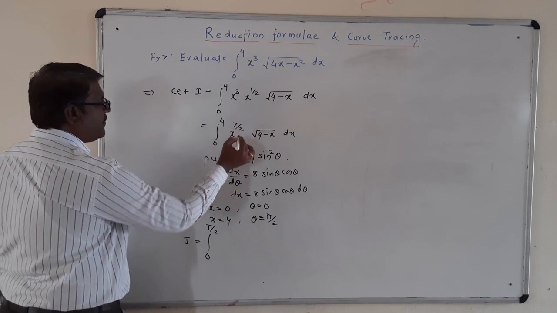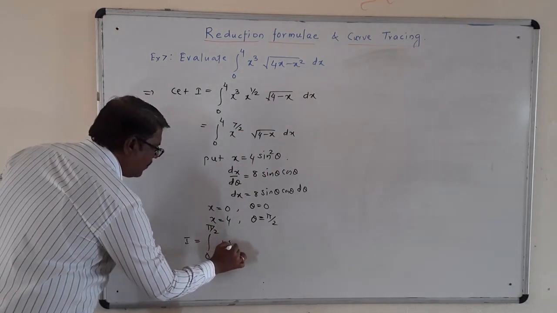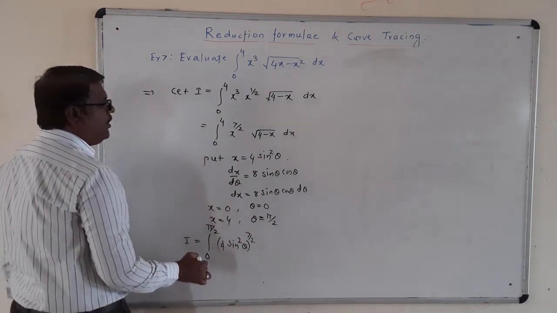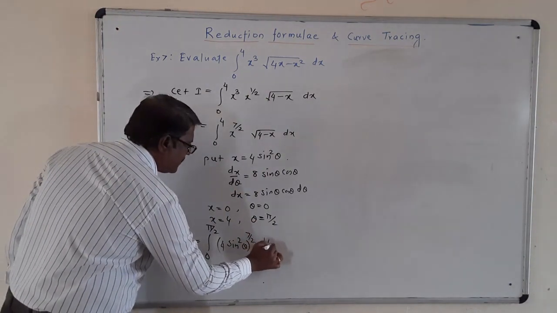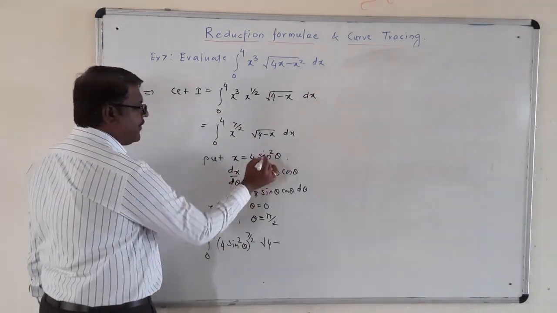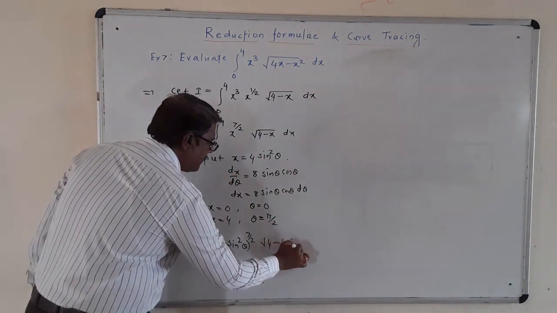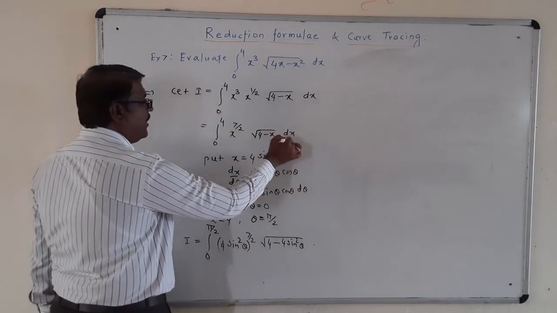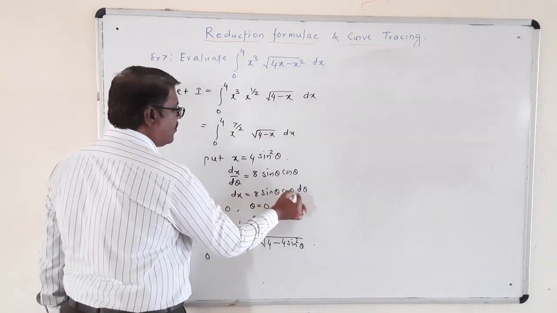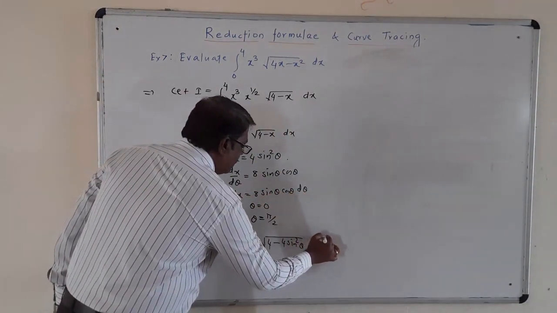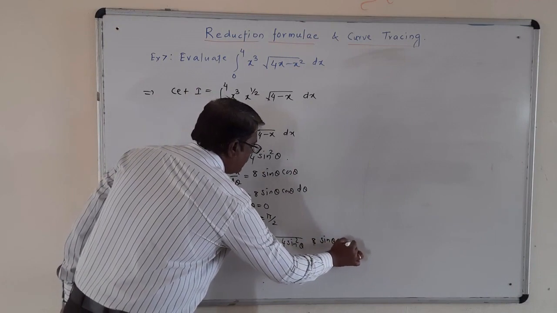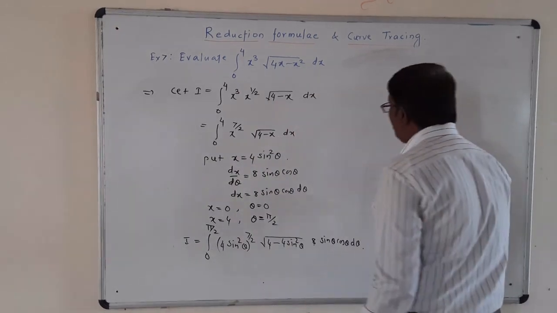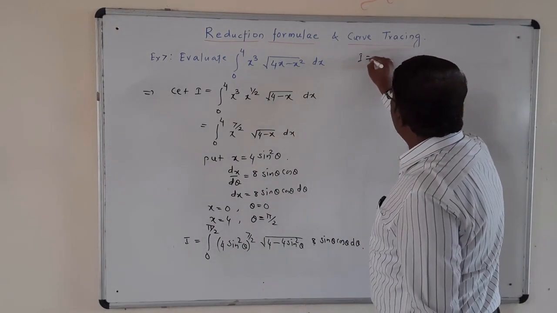Now x raised to 7 by 2 can be written as 4 sin square theta raised to 7 by 2 into root 4 minus x. So 4 minus the value of x, which is 4 sin square theta, and then d theta. But here the value of dx is 8 sin theta cos theta d theta. So 8 sin theta cos theta d theta. Okay. Now when we simplify this integral, we will get I is equal to.